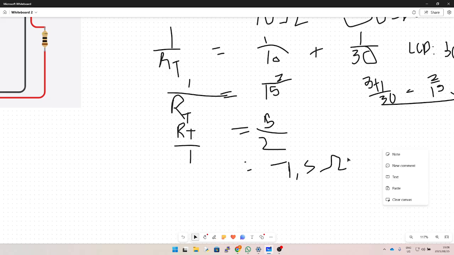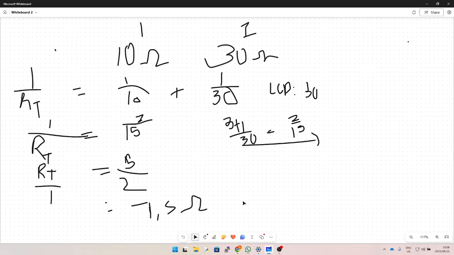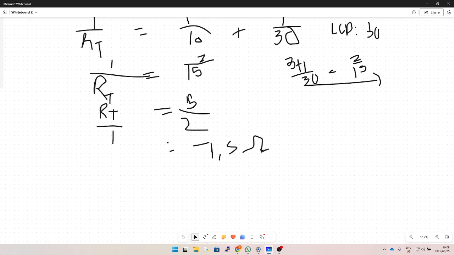Now, how do you check your answer? You'll see the smallest one is 10 ohms here, and our current one is 7.5. That's how you know that your resistance total will always be less than the smallest resistor.